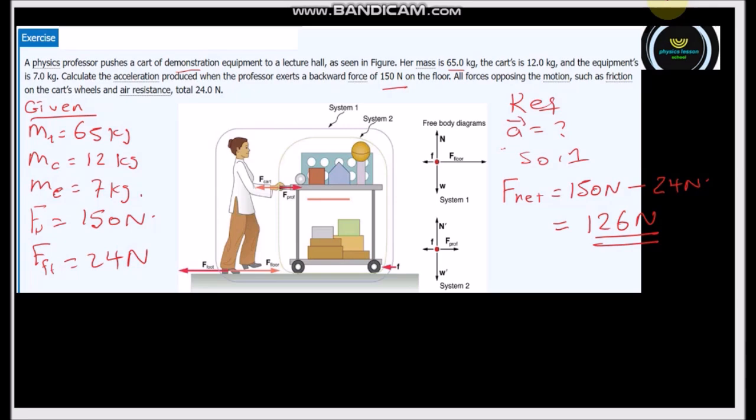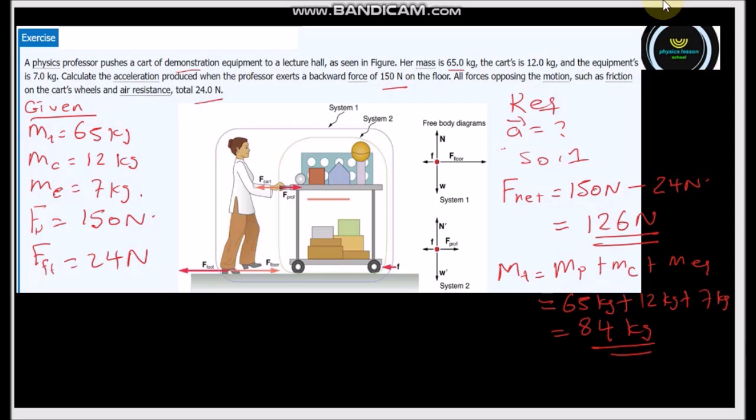If there is no friction, our net force will be equal to 150 Newtons. But here we have a net force that is affected by friction. Next, we have to find the total mass. The total mass is equal to the sum of all the masses: the mass of the professor plus the mass of the cart plus the mass of the equipment, which is 65 kilograms plus 12 kilograms plus 7 kilograms, equal to 84 kilograms.